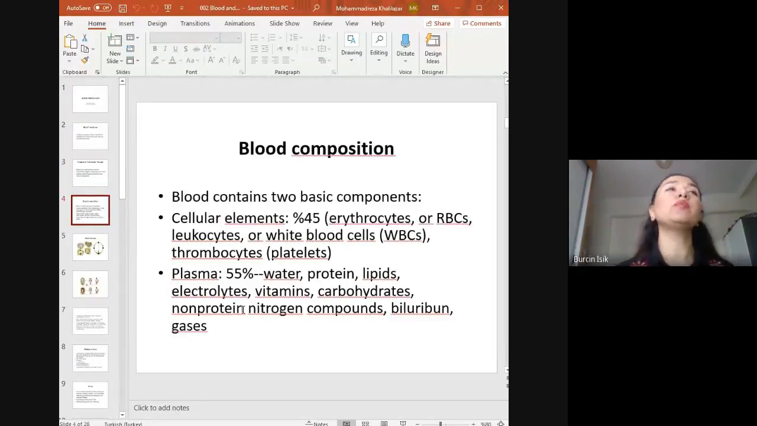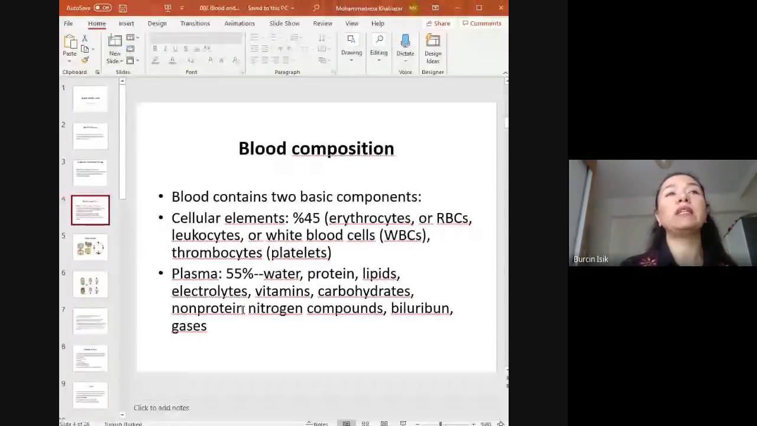About the blood components, you know, two basic components. The first one is cellular elements, 45% including white blood cells and red blood cells, and 55% plasma, including protein, lipid, water, and vitamins, etc.